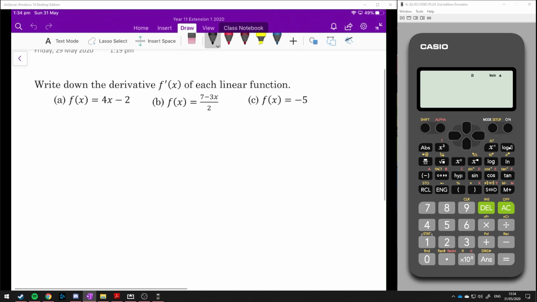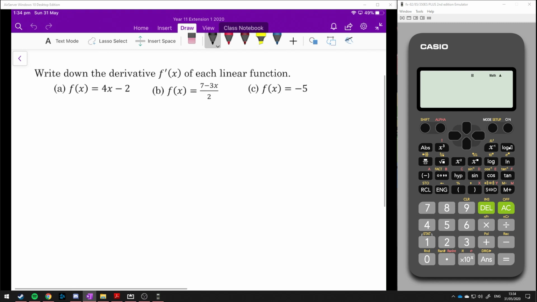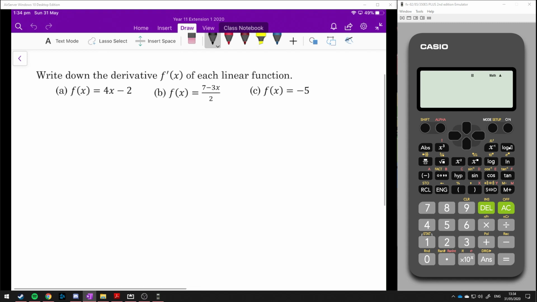So let's have a look at applying some of these in an example. The first one is write down the derivative f dash of x of each linear function. We're going to apply what we just learnt to some functions that we have here. So part A, 4x minus 2. What's the gradient of this function here? It's a linear function, so the tangents are just the gradient of the function. So f dash of x is just equal to 4.